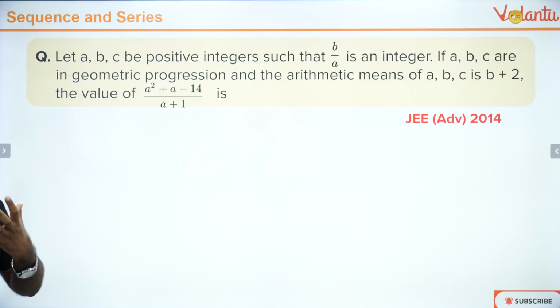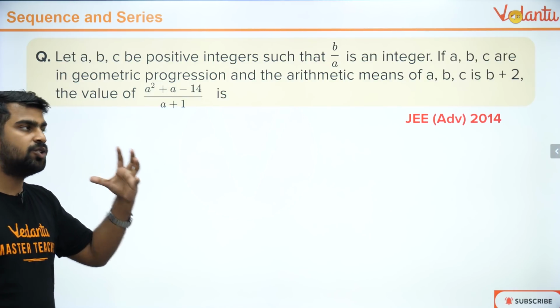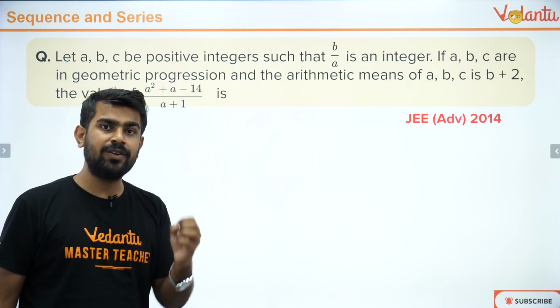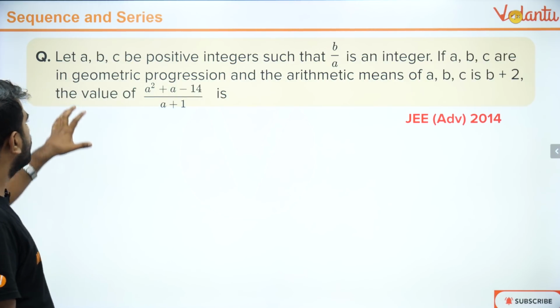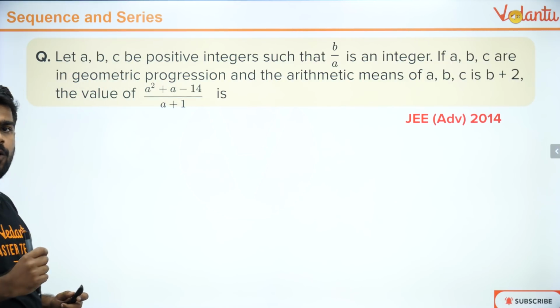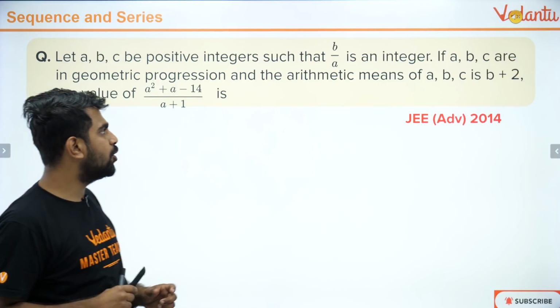Give importance to how the question is framed. You should read the question very carefully. I tell all my students this. Don't miss out any information given in the question. So positive integers, very important. You need to know that. You need to know why it is positive. You will encounter that while solving it. I will show you when.